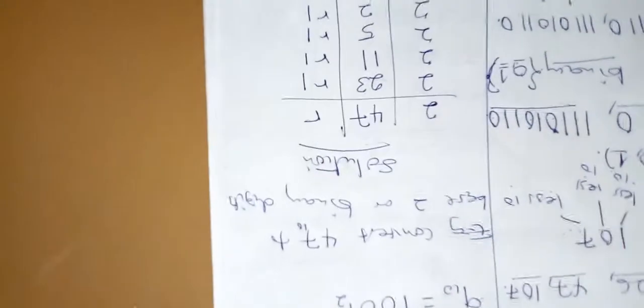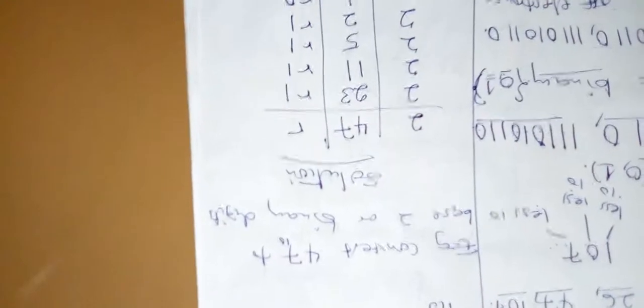And counting upwards, I will get 47 base 10 equal to 101111 base 2. And this is how simple we can convert decimal numbers to binary.